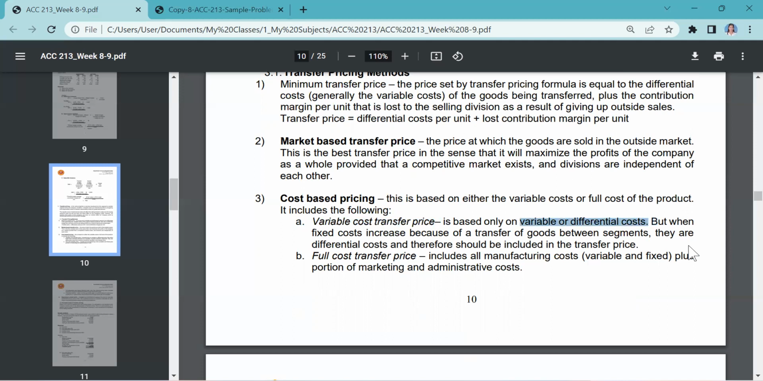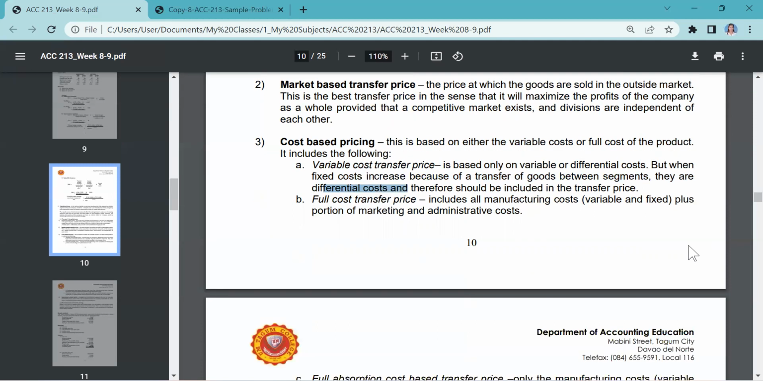However, if you have exceeded the relevant range and you need to add fixed cost, then the cost will no longer be fixed, because there is an addition. So the addition will be considered a differential cost and therefore should be included in the transfer price.